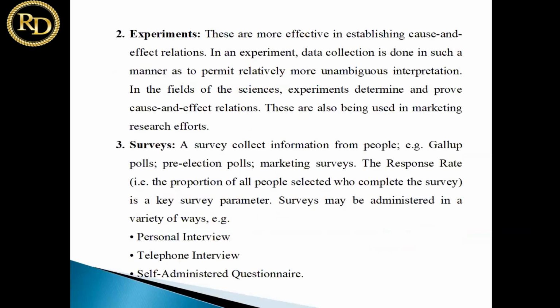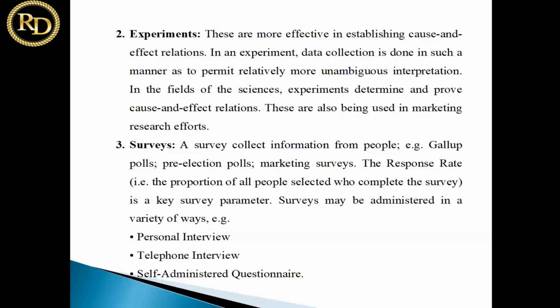Next, we know the experiment. Experiments are more effective in establishing cause and effect relationship. In an experiment, data collection is done in such a manner as to permit relatively more unambiguous interpretation, because most experiments are very scientific. There we try to get the cause and effect relationship so that we may be able to interpret things more clearly, not ambiguously. In the fields of sciences, experiments determine and prove cause and effect relationship. These are also used in marketing research efforts and so many other fields as well.